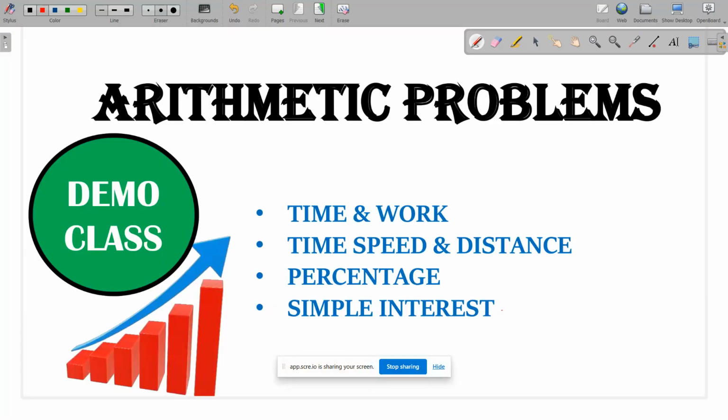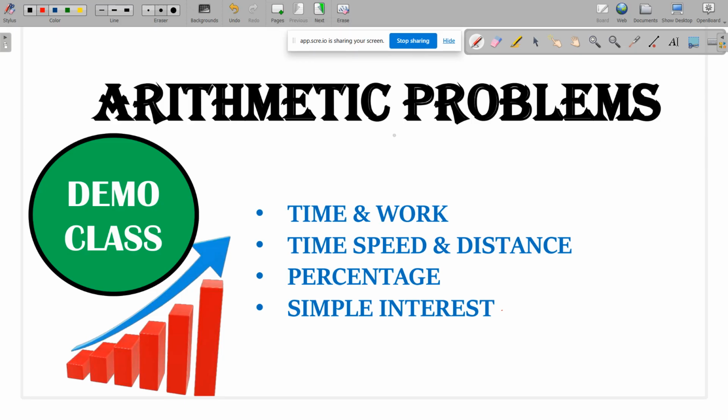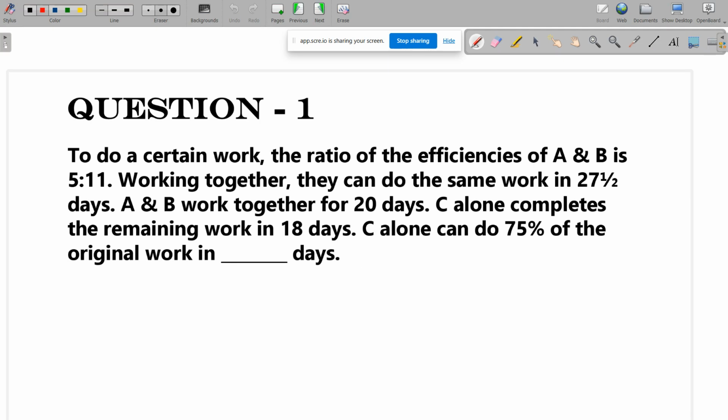Hello. Today we are going to discuss some arithmetic problems. The problems are from the chapters mentioned here: time and work, time, speed, distance, percentage and simple interest. I have picked one problem from each of the mentioned units. Let's see what question number 1 says.